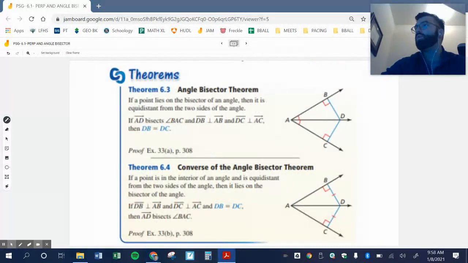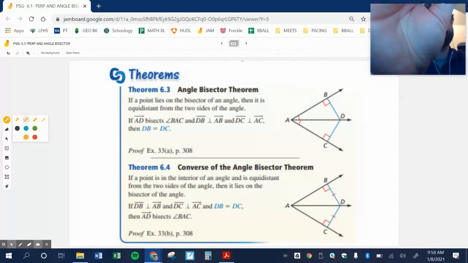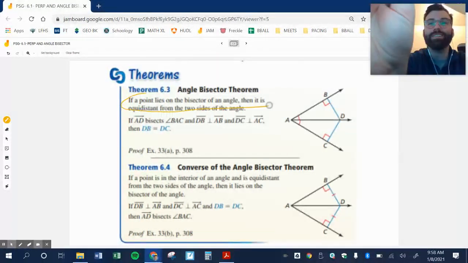Now, what would I write down if I were you here? I don't want you to write down all of this. What I would write down, let me underline some stuff for you here: if a point lies on the bisector of an angle, then it is equidistant from the two sides of the angle. I would write that whole thing down. It's just a simple sentence. I would write that down and give yourself a diagram.